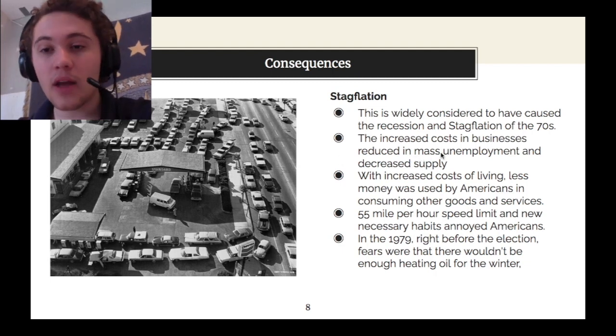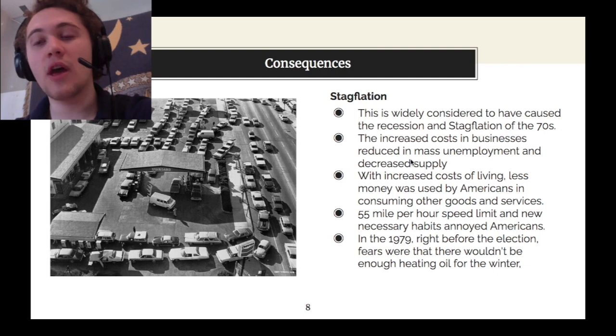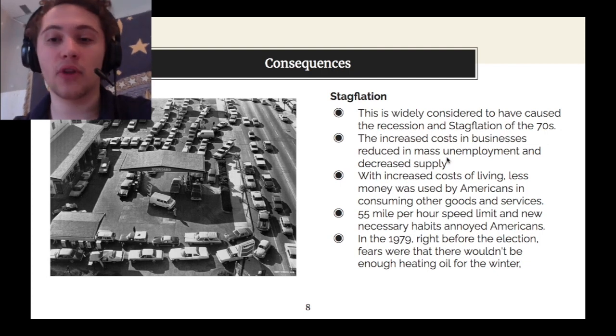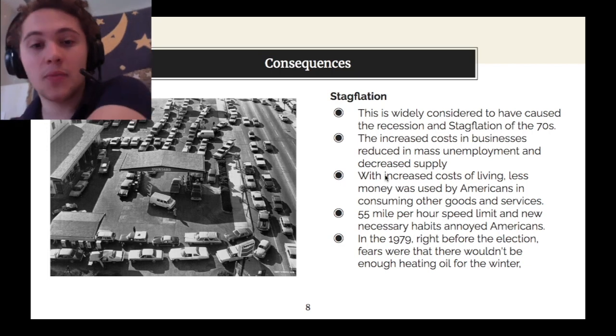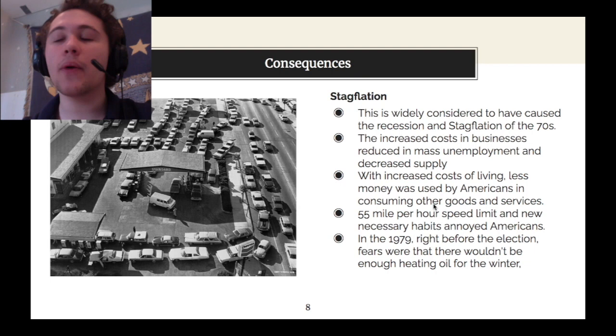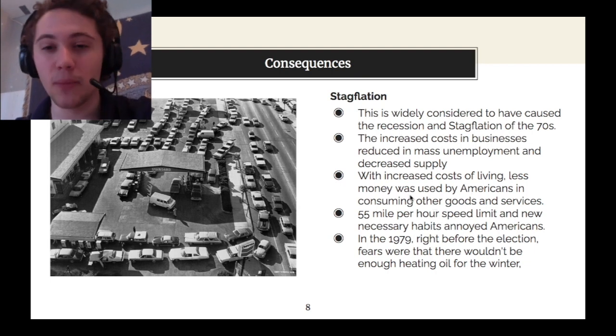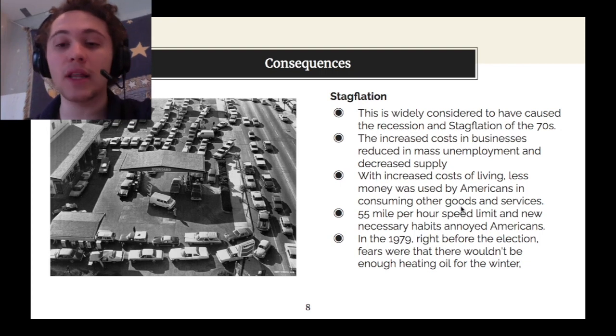So, like we said, it increases costs of businesses for operating, and when businesses aren't at a profit, they must do things such as fire the people who work for them, and that causes mass unemployment, and that causes decreased supply as less people are buying from their products. Because with increased cost of living, Americans aren't going to have enough leftover money to consume other goods and services that aren't necessarily essential for their life.